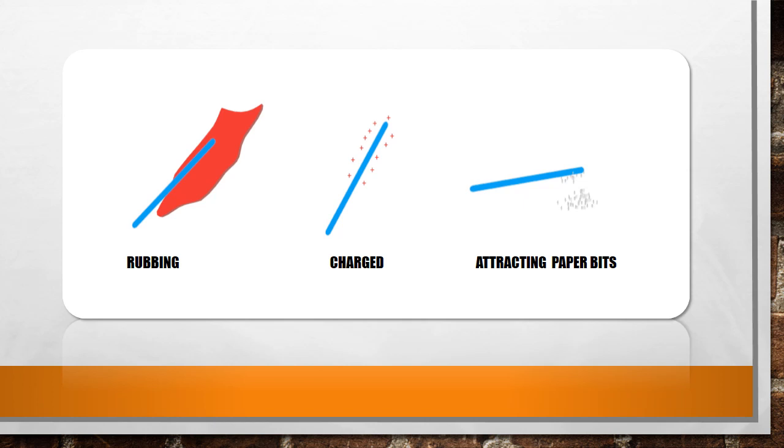For example, when a glass rod is rubbed with a silk cloth, the glass rod acquires positive charges and the silk cloth acquires equal negative charges. At the same time, when an ebonite rod is rubbed with a fur cloth, the ebonite rod acquires negative charges and the fur cloth acquires equal positive charges. Rubbing does not create any electric charges. It merely transfers electrons from the atoms of one material to the other. Hence, we call this electricity static electricity or frictional electricity.